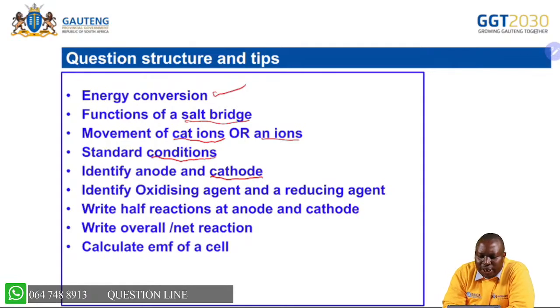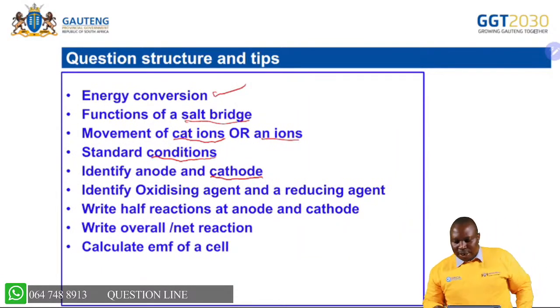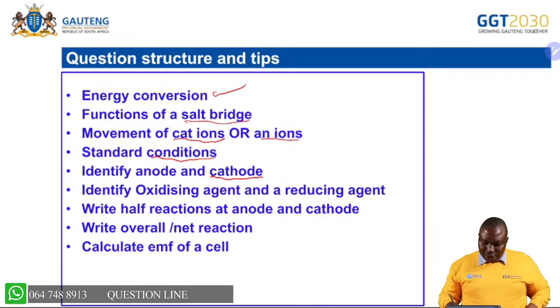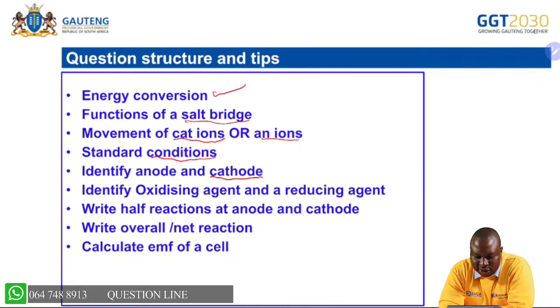Now, you must be able to identify the oxidizing agent and the reducing agent. I showed you as well, look at those arrows. They will tell you which one is the reducing agent, which one is the oxidizing agent. I hope that helps you. Write half reactions at the anode and at the cathode, or write the oxidation half reaction and the reduction half reaction. So that is the question that is always there. Write the overall or net reaction. Calculate EMF. This is the way we're expecting you to know all this.